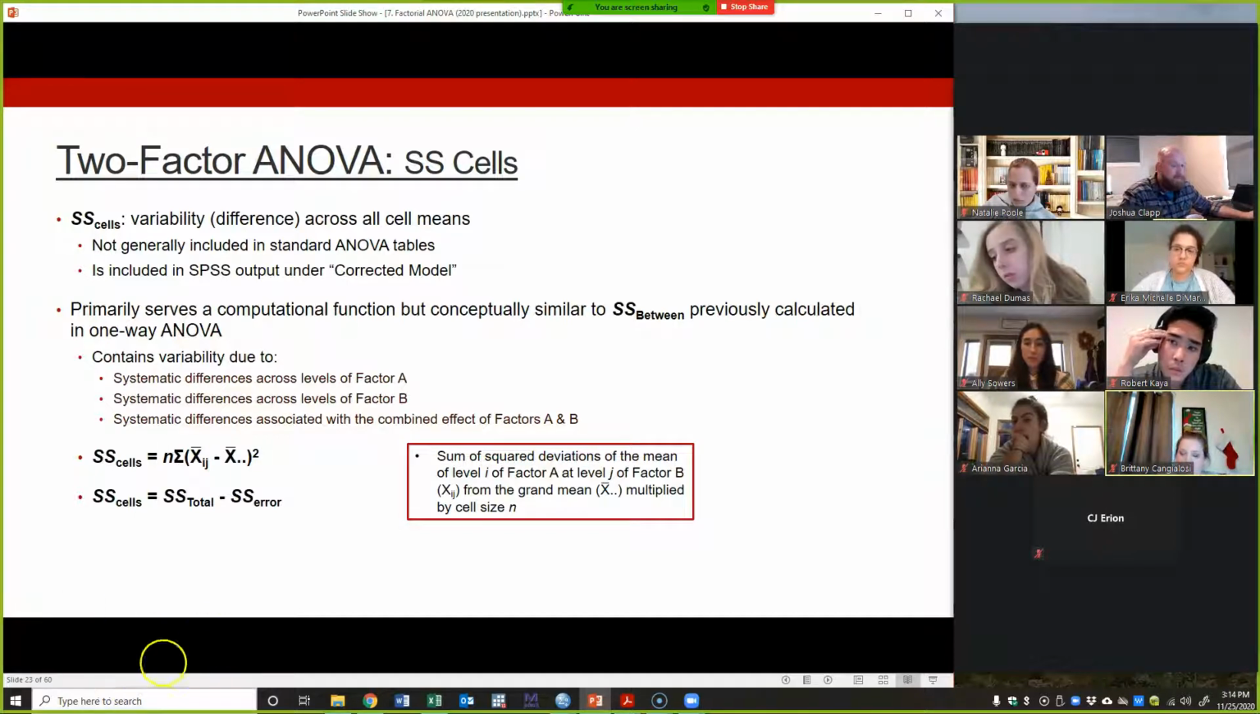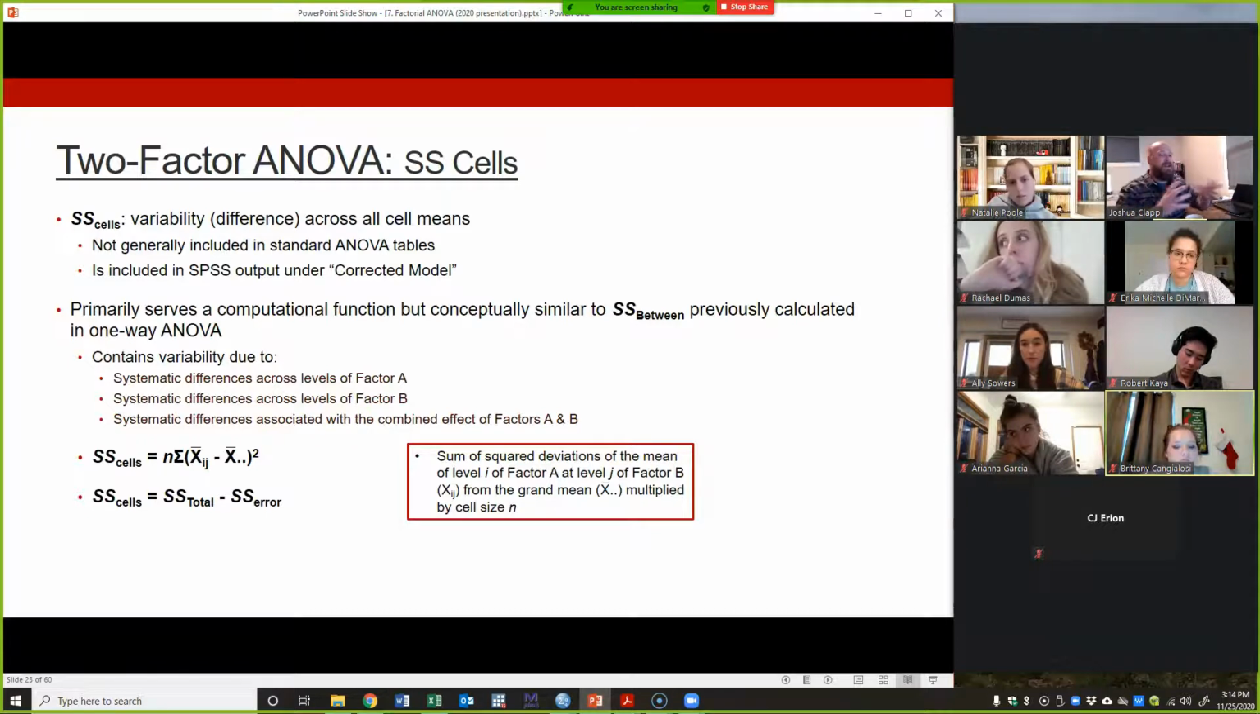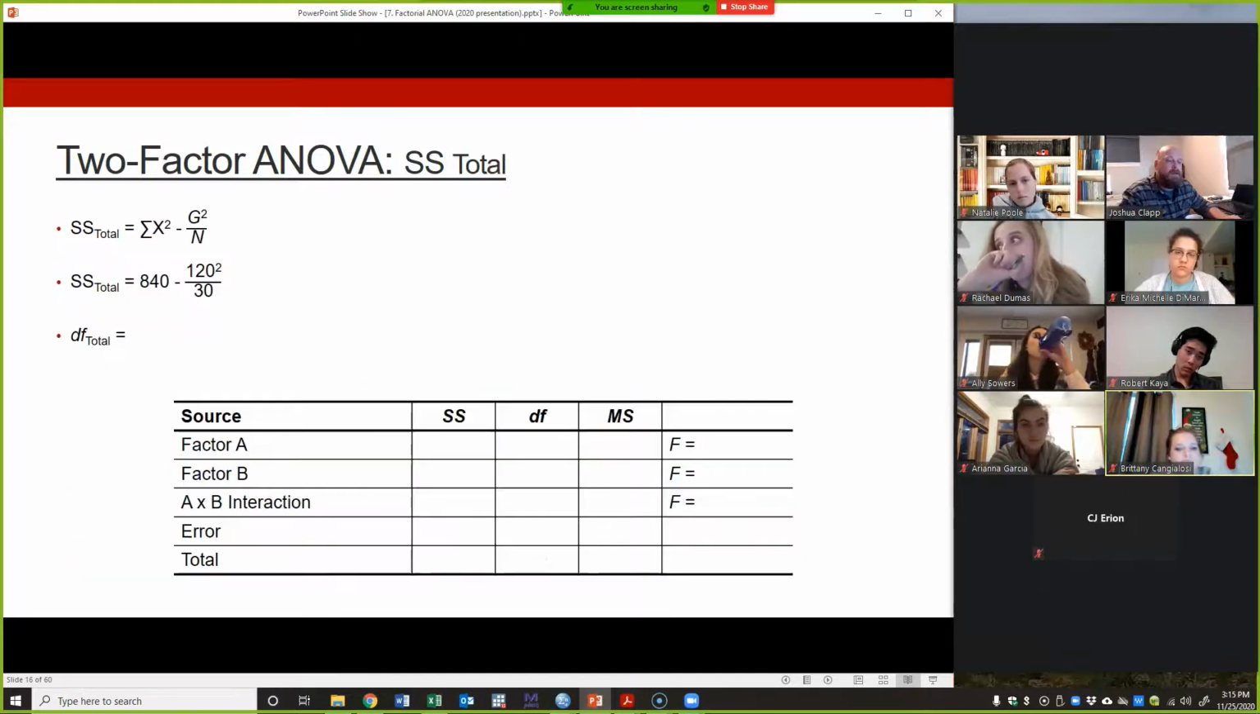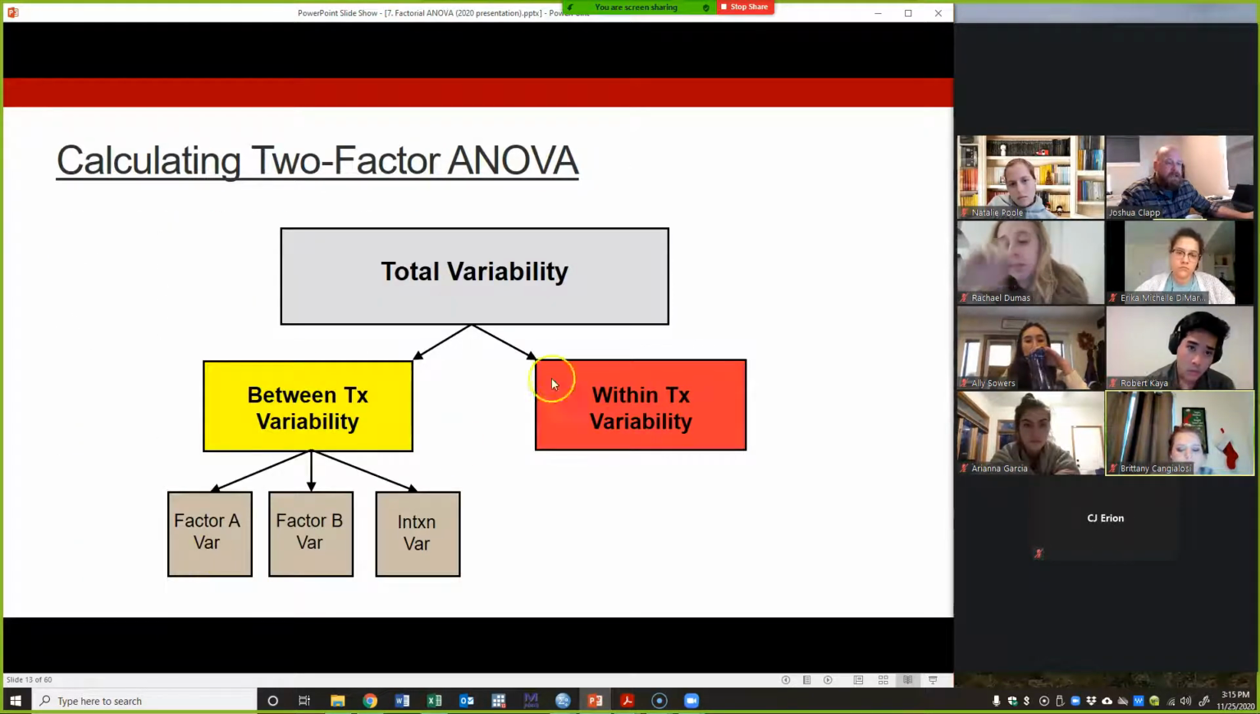And this sum of squares between is going to capture systematic differences across levels of factor A, systematic differences across levels of factor B, and then systematic differences associated with the combination of A and B. Okay, so this is kind of your big chunk, right? So your sum of squares cell is this piece right here. It's the between group variability. So if we've been following along, we've calculated total variability, we've calculated within treatment variability, we've calculated factor A, we've calculated factor B. Now what we're doing is we're calculating all of this here. And this is your sum of squares cells.